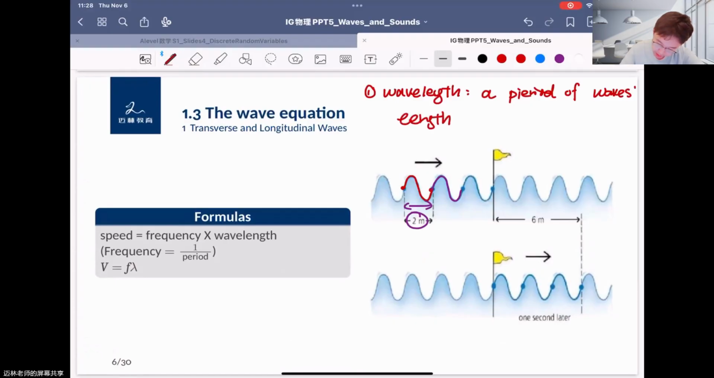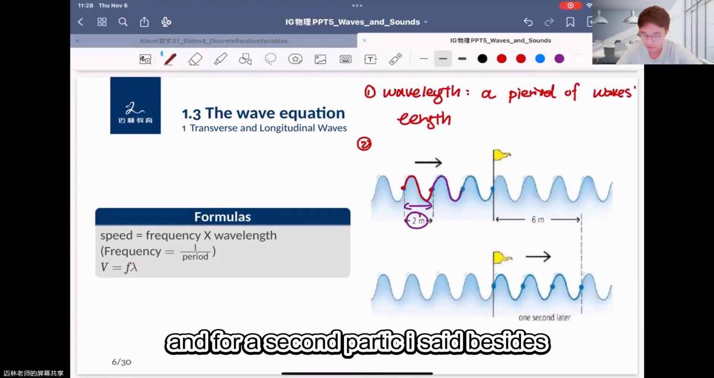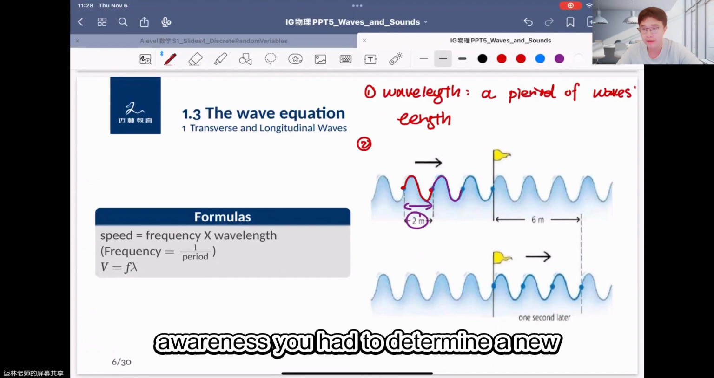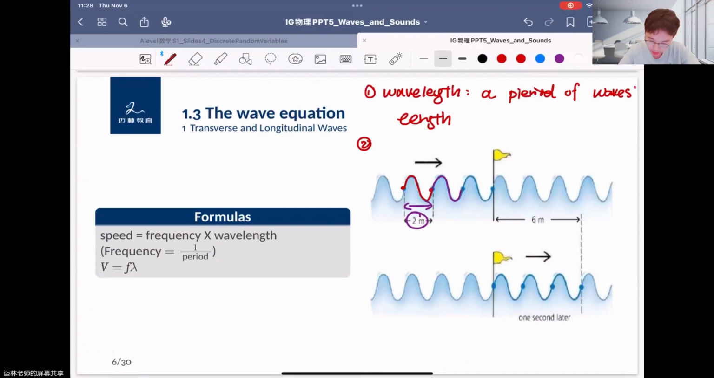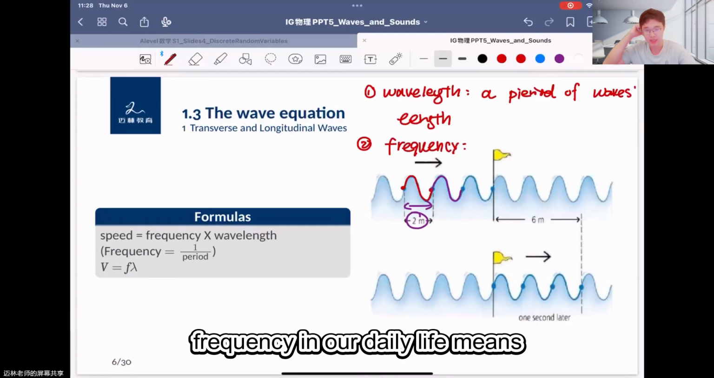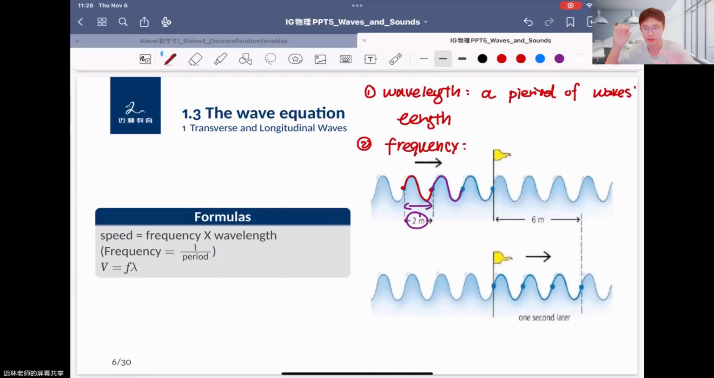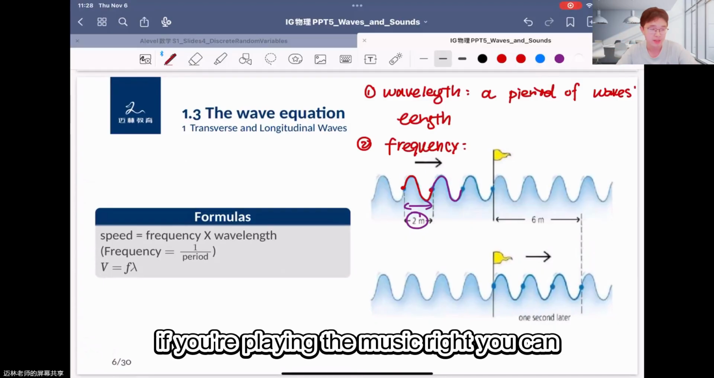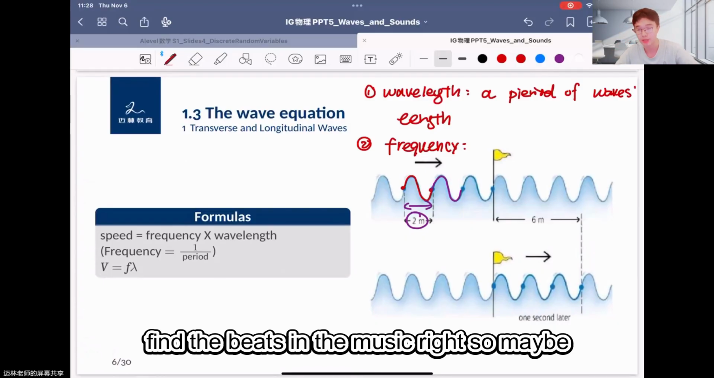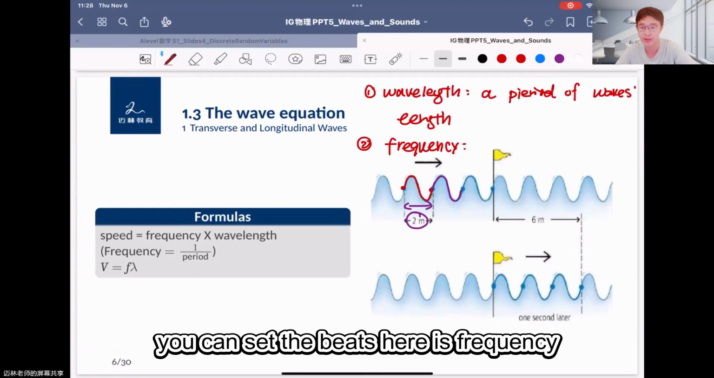So this is for wavelength, okay? And for the second part, besides the wavelength, you have to determine a new property called frequency. Maybe frequency in our daily life means, if you are playing music, you can find the beats in the music, right? So maybe you can say the beats here are the frequency.